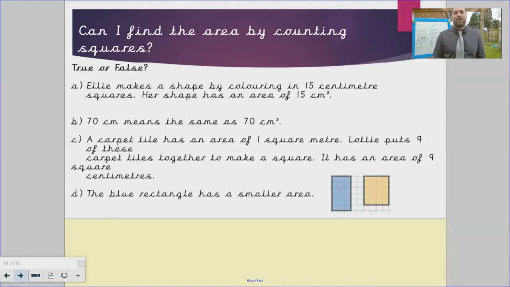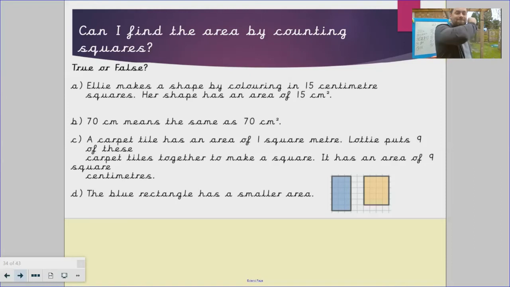C, a carpet tile has an area of 1 squared metre. Lottie puts 9 of these carpet tiles together to make a square. It has an area of 9 squared centimetres. Is this true or false? If you said true, you are right. Yes, you are right. Excellent. Because each square is 1 metre squared. She's got 9 of them, so that's 9 metres squared.